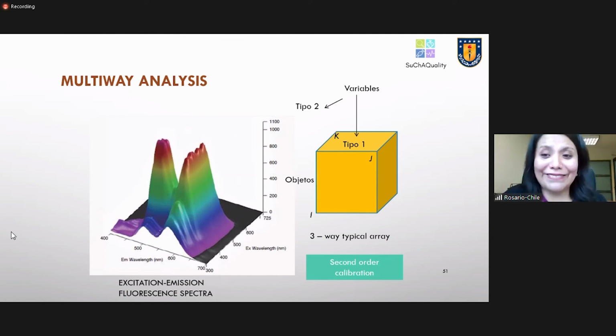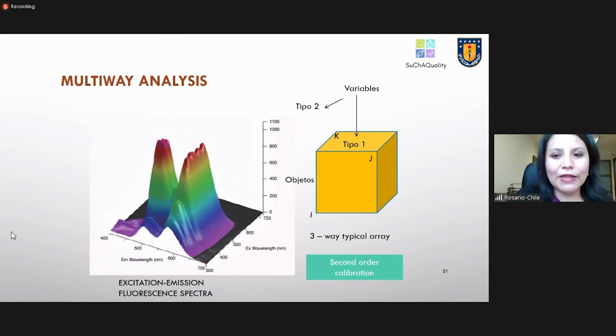I don't know how to plot or graph higher levels, but this is a second order calibration, or second order data, with a cube as the data arrangement. This kind of method is very much used for hyphenated techniques, like for example liquid chromatography with DAD detection, or also fluorescence where we have excitation and emission spectra.